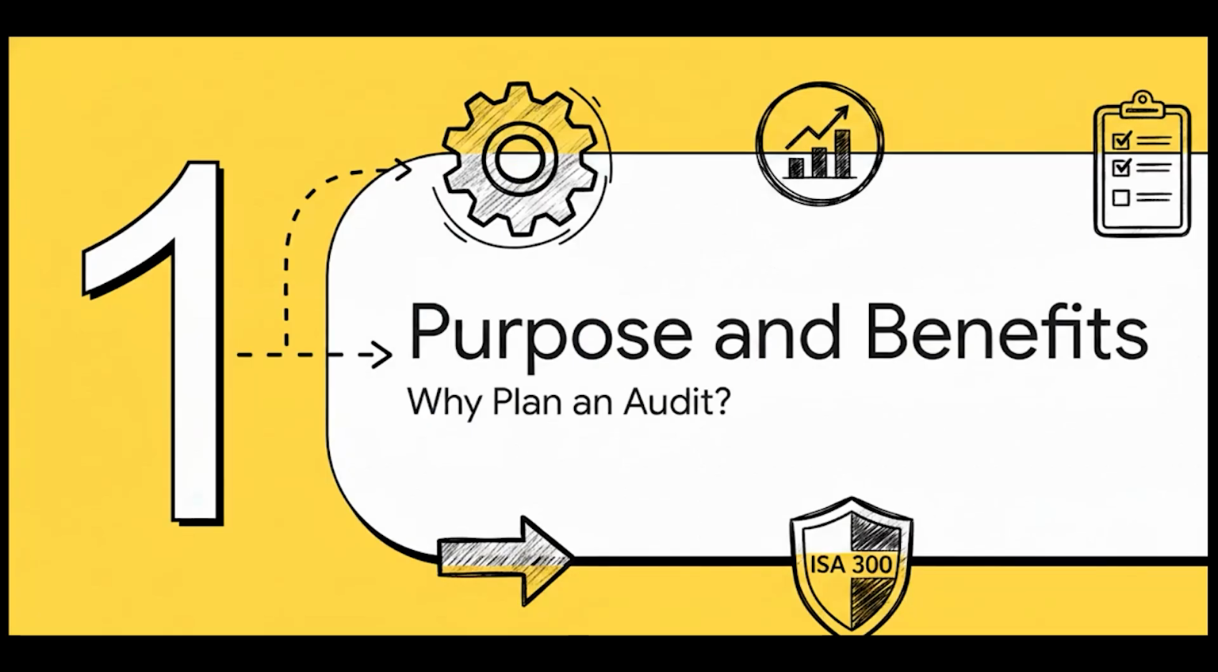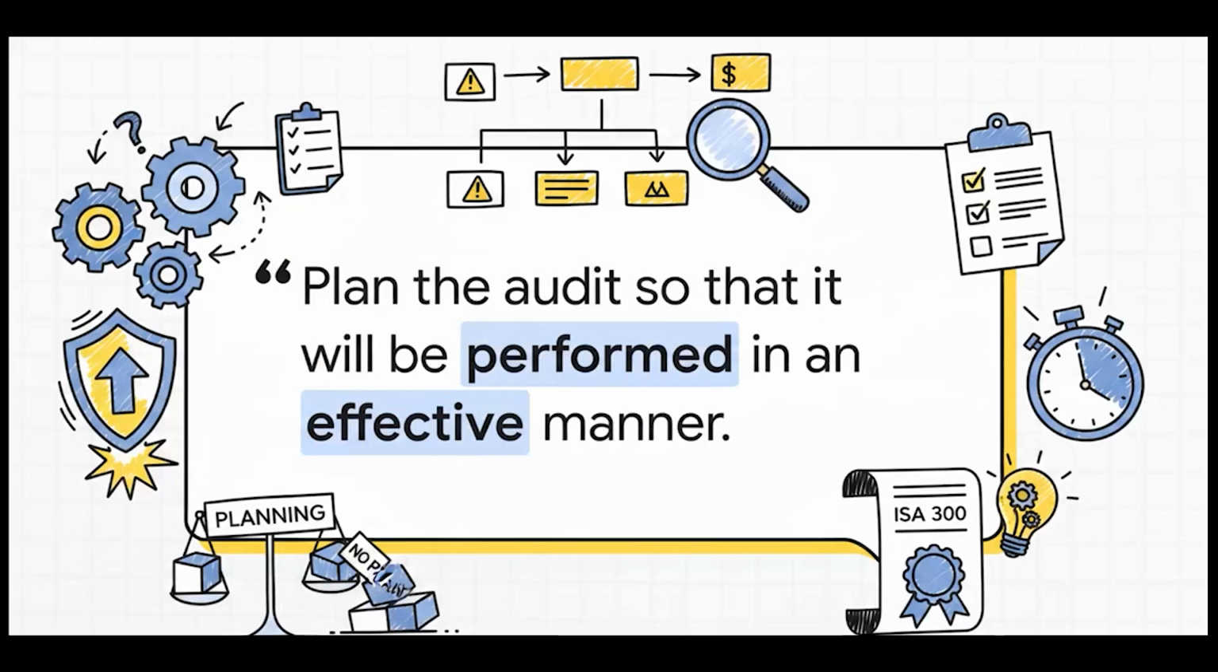Section 1, purpose and benefits. So why do we actually plan an audit? Well, to answer that, we turn to ISA 300. Now, for anyone new to the exact terminology here, ISA stands for International Standard on Auditing. These are basically the globally recognized rules of the game. And ISA 300 clearly states that the objective of the auditor is to plan the audit so that it will be performed in an effective manner.